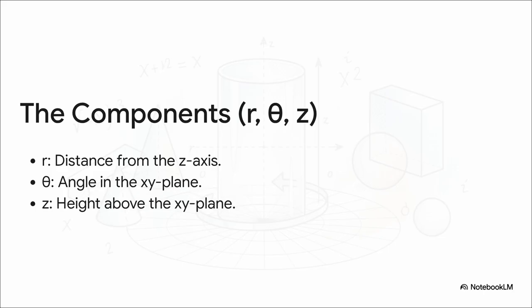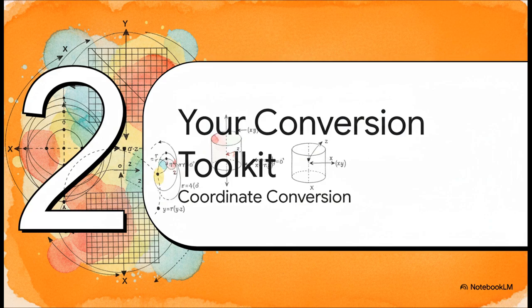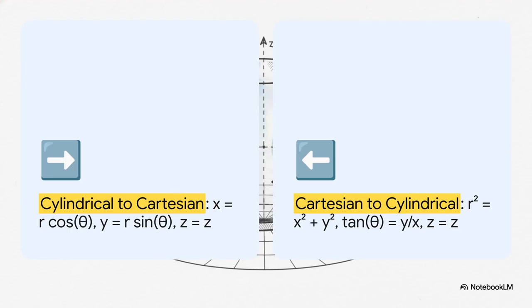No changes there. Okay, so this new system is great, but to really make it useful, we need to be able to talk to our old system, Cartesian coordinates. We've got to be able to translate between the two. So let's build our conversion toolkit. These formulas are really just your basic trigonometry in disguise. To go from cylindrical to Cartesian, you just find x with r cosine theta and y with r sine theta. And to go the other way, it's just good old Pythagorean theorem. R squared is x squared plus y squared. And the best part? Look at z. In both directions, z just stays z. It's like our anchor between the two worlds.